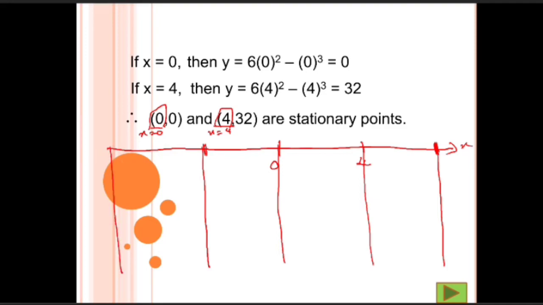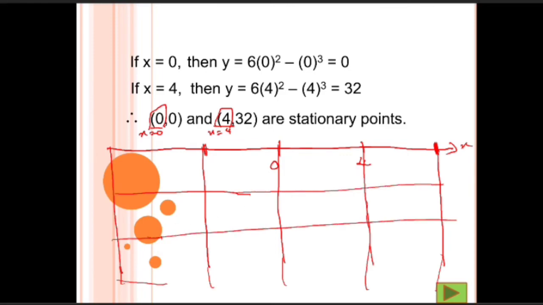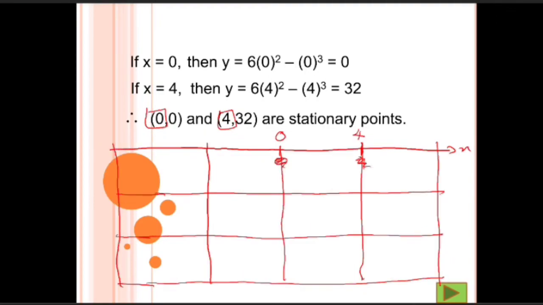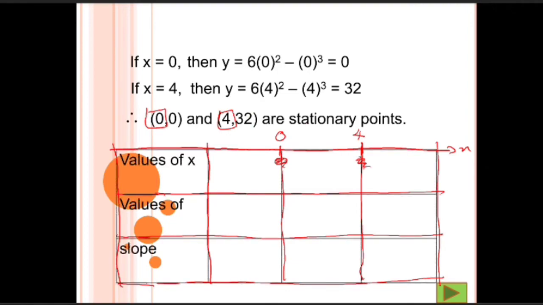After that, just draw your rows. There would be 3 rows: first row, second row, and third row. Make sure you write the numbers of the stationary points clearly above. Next, the first row would be for values of x. The second row would be the values of dy over dx. Is the sign positive or negative? And lastly is the slope. Is it going up or going down?